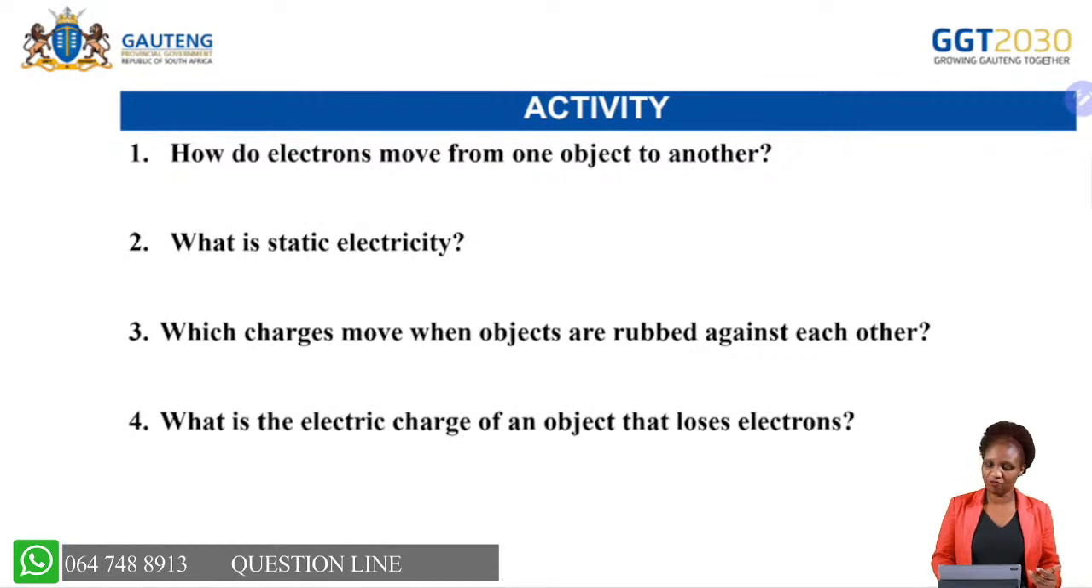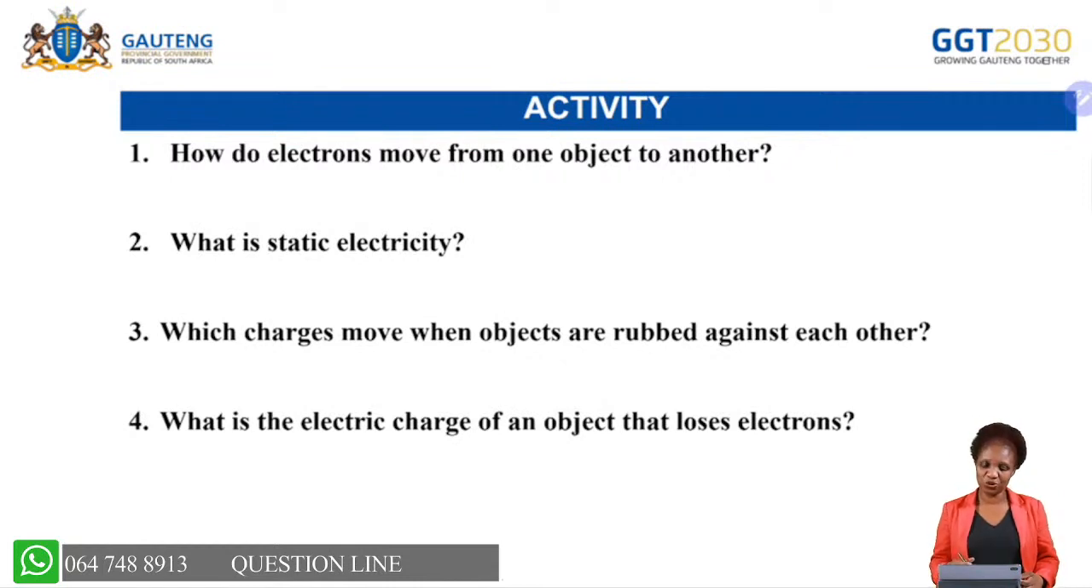Which charges move when objects are rubbed against each other? If objects are rubbed against each other, which charges move? Remember, we've said electrons will move. They will move from one object to another. The same number of electrons that are lost by one object will be gained by another. For example, if you take a glass rod and a silk cloth and rub them together, the glass rod is going to lose electrons, and then the silk cloth is going to gain electrons. Does it make sense?